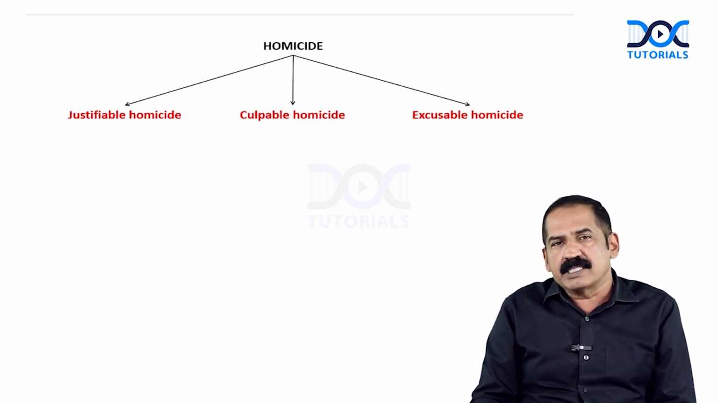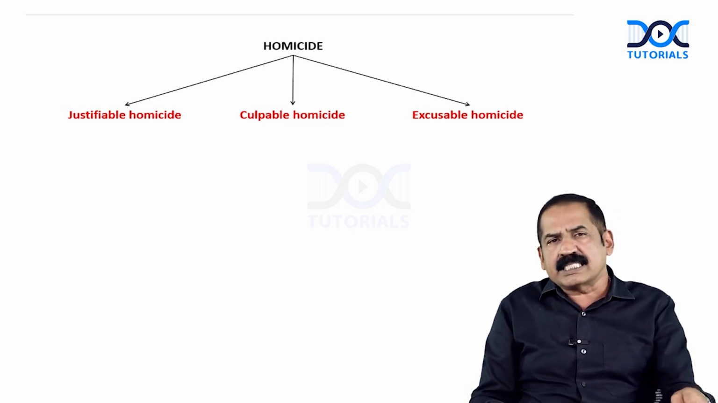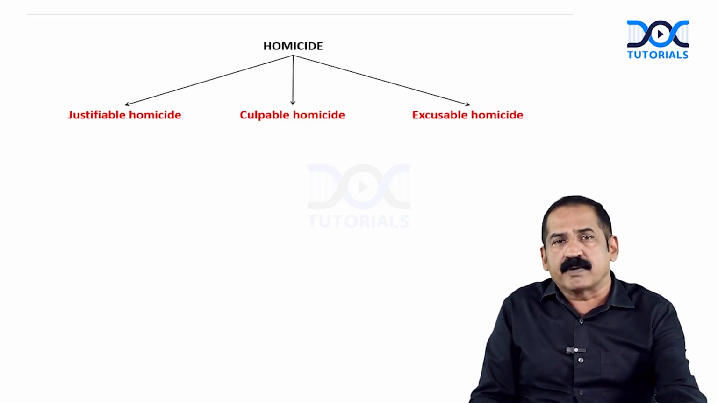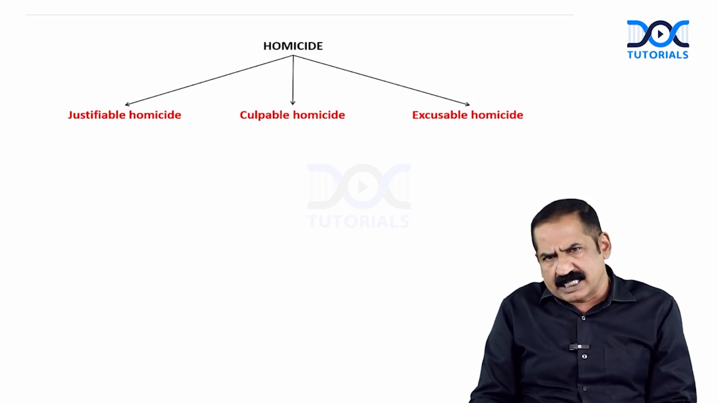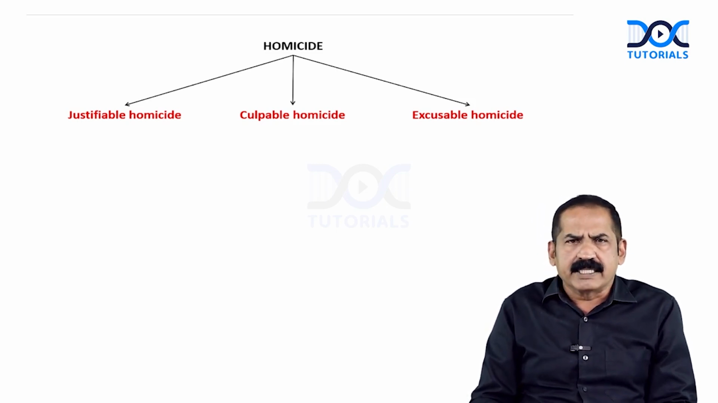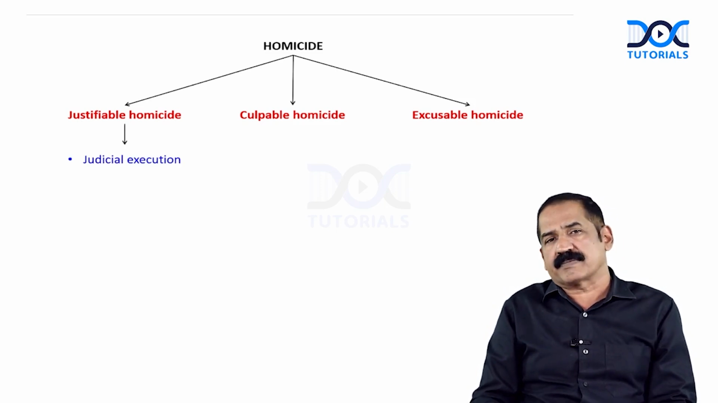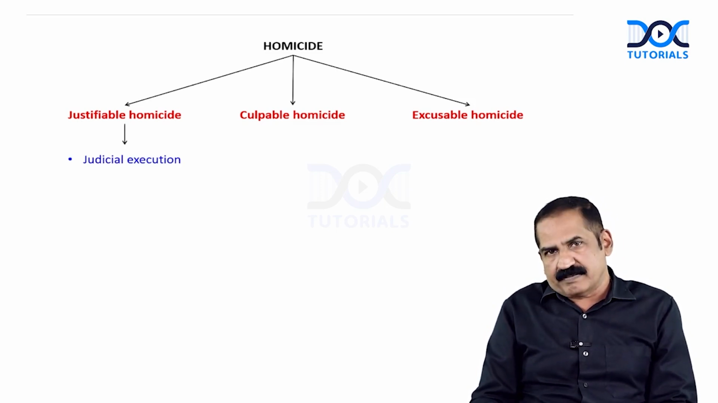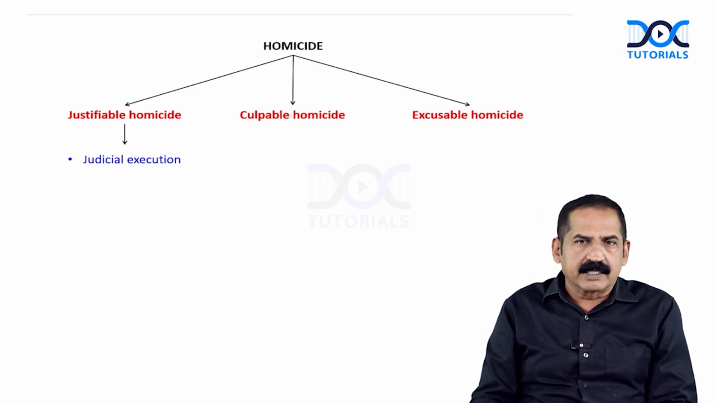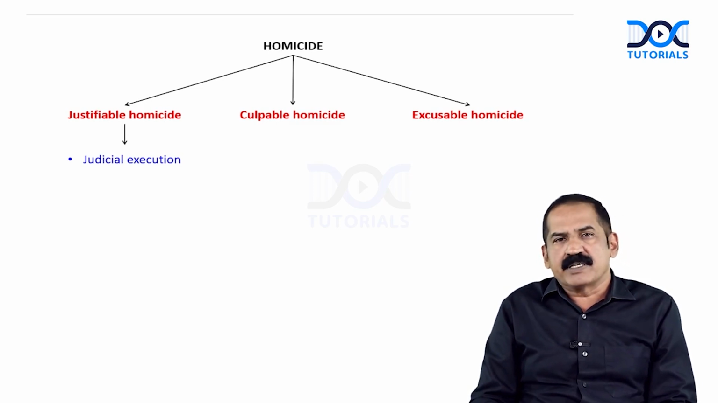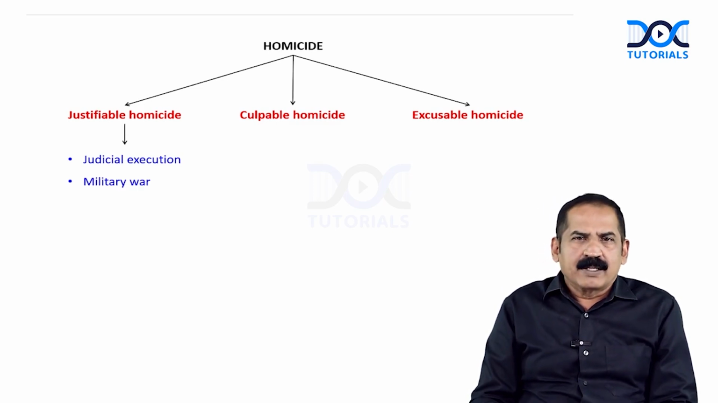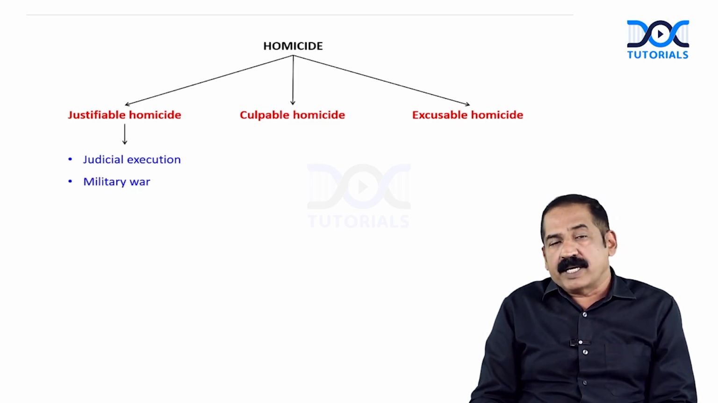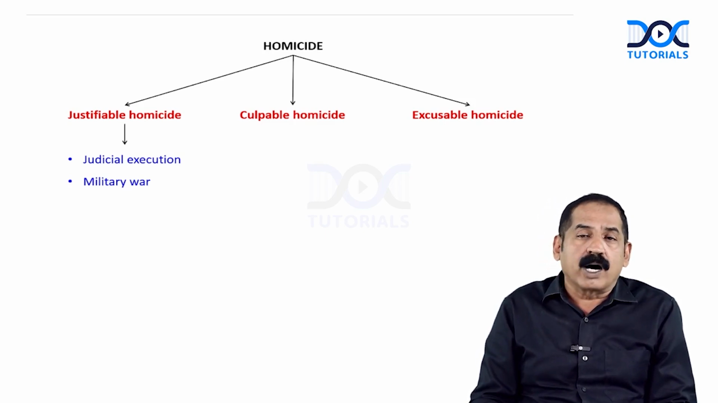Now, coming to the justifiable homicide. Justifiable homicide means killing of a person is justified by the law. How is it justified? For example, military war or judicial execution. Judicial execution: the court has passed a sentence of death. It will be executed by a person. It is justifiable homicide. Or military war. You are authorized to kill soldiers of the enemy country. The more and more soldiers you kill of the enemy country, you will get more and more awards.